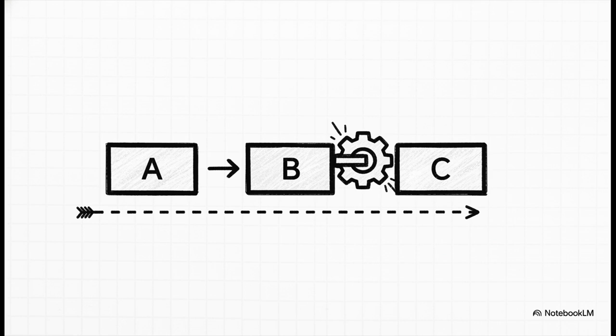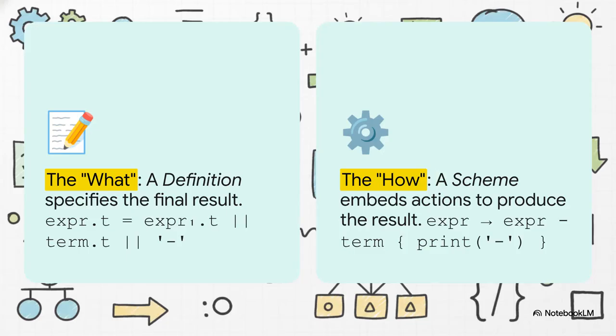For example, we could have a tiny action that just says print a minus sign right at the moment the computer sees a subtraction. And this comparison makes it super clear. On the left, the definition is all about the what. It describes the final result. But the scheme on the right, that's all about the how. It gives a direct order. It says, hey, after you've dealt with the expression and the term, do this one thing. Print a minus sign. It's a shift from just describing a thing to giving a step-by-step recipe to build it. It's a small change in notation, but it's a huge change in perspective.